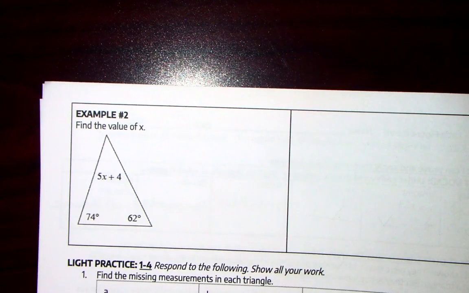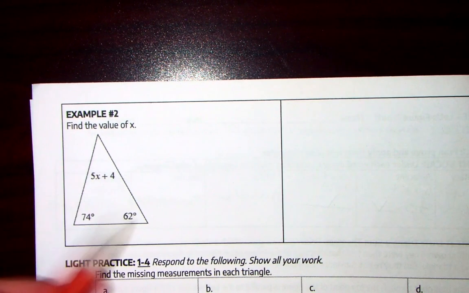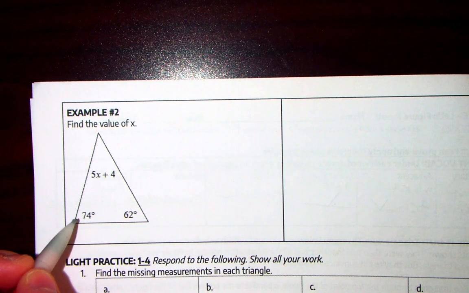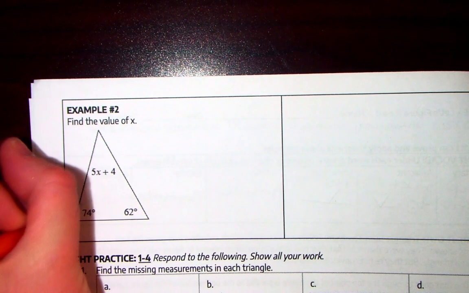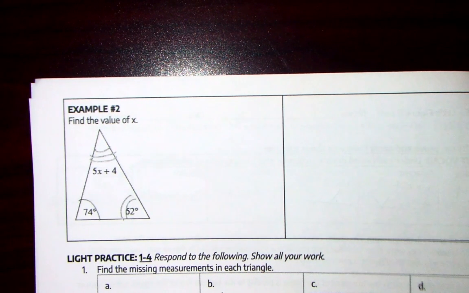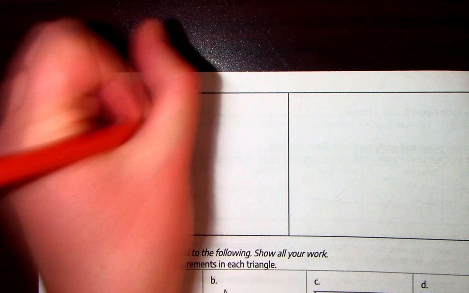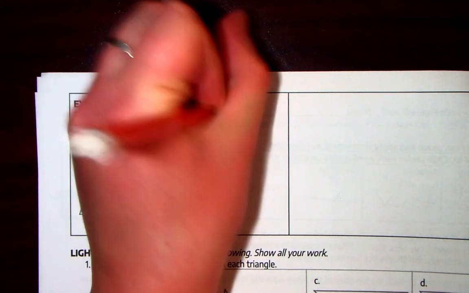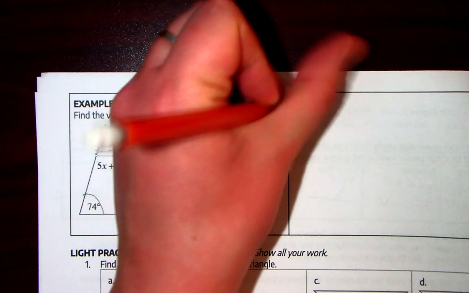Okay, so this is useful. Let's say we have this picture of a triangle, and we want to find the value of x. What we can do is set up an equation where this angle plus this angle plus this angle will add up to 180 degrees. So we'll know that 5x plus 4 plus 52 plus 74 is going to equal 180 degrees.